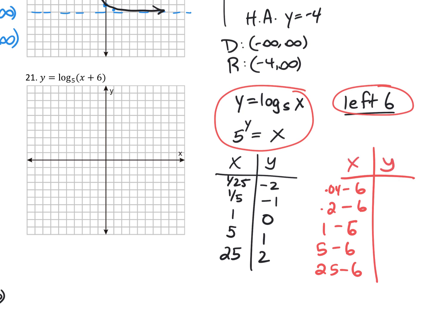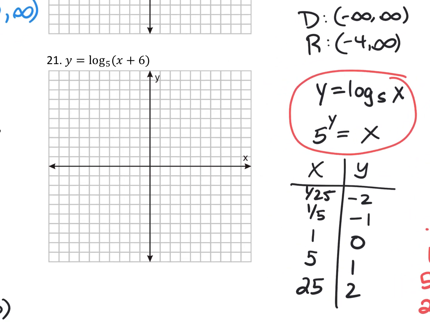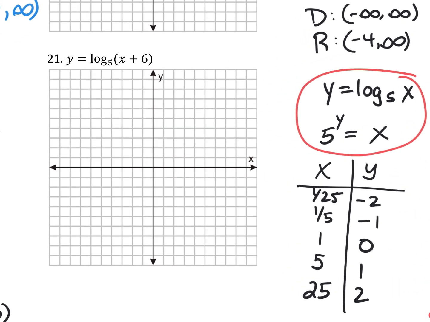Let me make sure those are labeled. Our y values are unchanged, so we can just borrow them from our parent function table, and we have what we need. So we have a vertical asymptote at -6. 1, 2, 3. 1, 2, 3. So I'm going to sketch that in here. First one didn't go great. So there's my vertical asymptote.